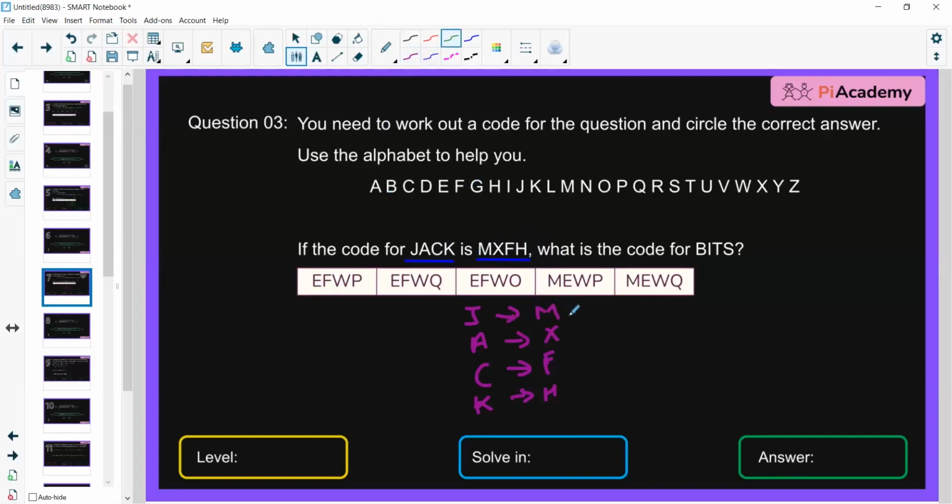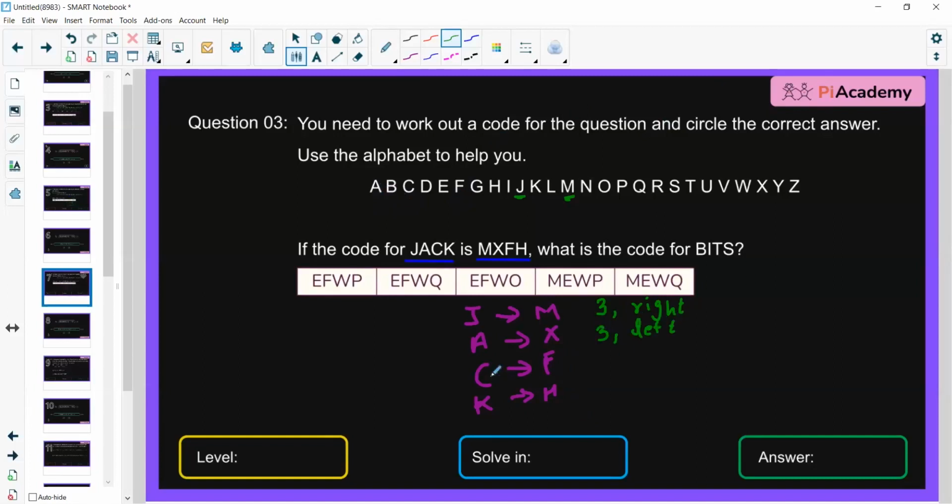From J to M. So I have J over here and I have M over here. How many places, how many units are moving or jumping? 1, 2, 3. So 3 places to the right, isn't it? And what is happening for the second position, which is A to X? It's moving backwards by 3, right? Very good. It's moving 3 to the left.